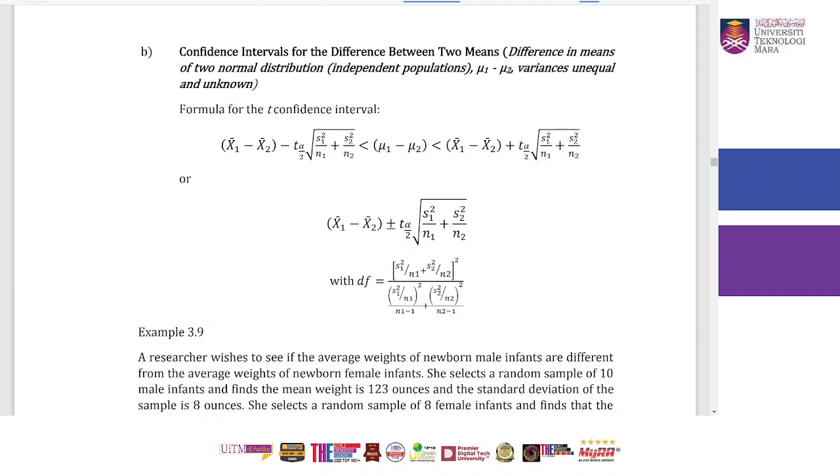Okay. Just now was the case where we have equal variances. The second one is the case whereby you have unequal variances and unknown, and at the same time the sample size is small. Okay, small sample size with unequal variances and unknown. The process will be the same as before. The only difference is the calculation of the degrees of freedom and also the standard error. So that will be the difference.